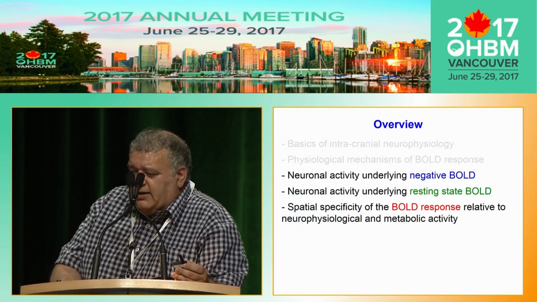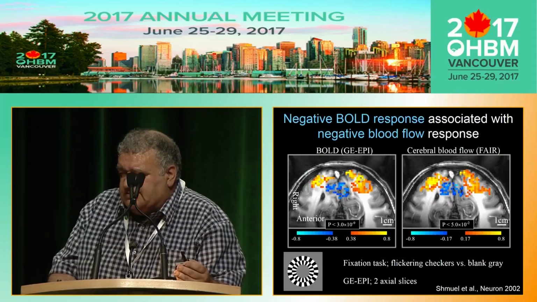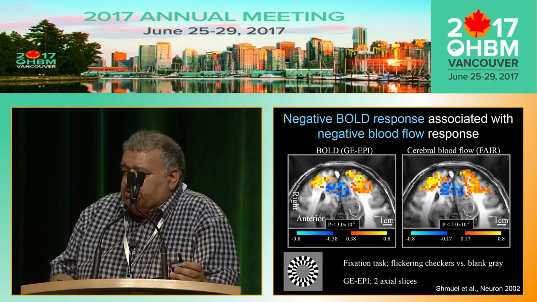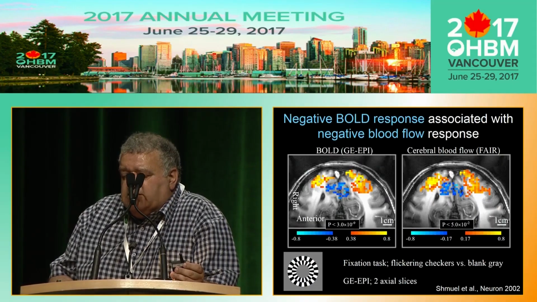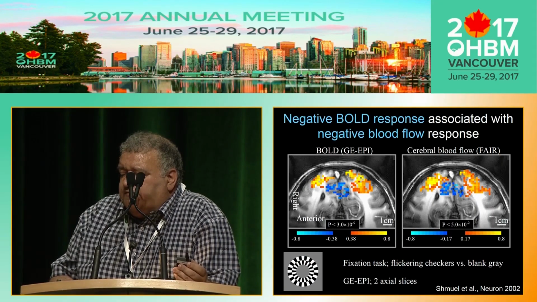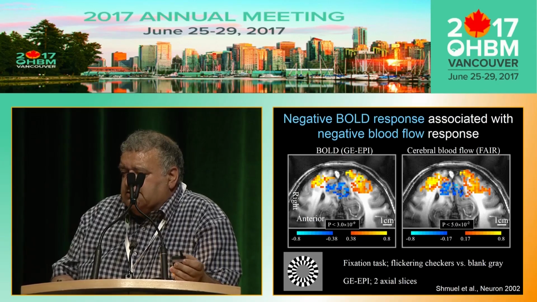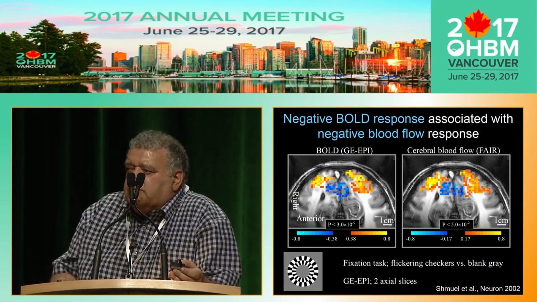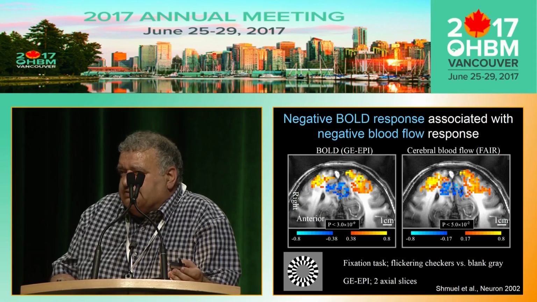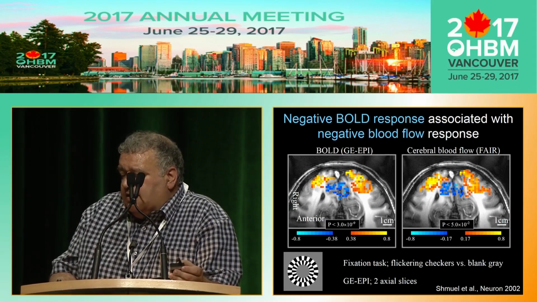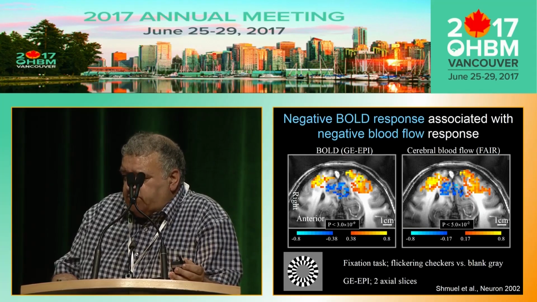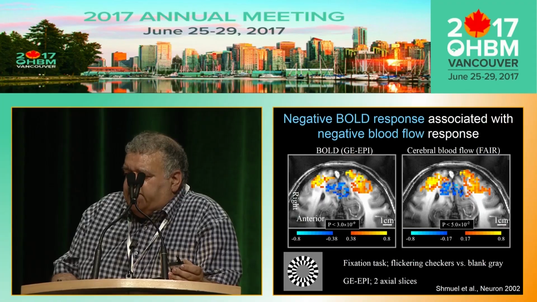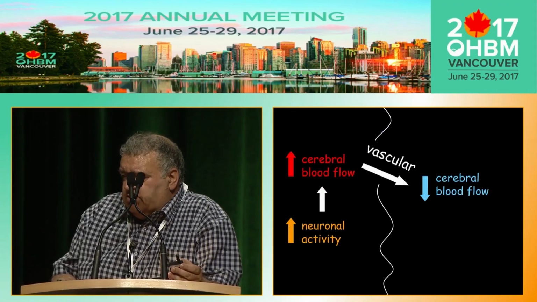So I'll change gear now, and I'll talk about negative bold responses that we can see here in response to partial visual field stimulation, stimulation of only part of the visual field with flickering checkers, which creates a positive bold response in the areas where the checkers are represented retinotopically, and negative bold responses otherwise. Here it is shown both in bold to the left and cerebral blood flow to the right in the human visual cortex.